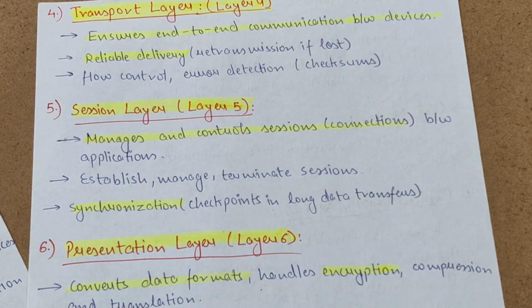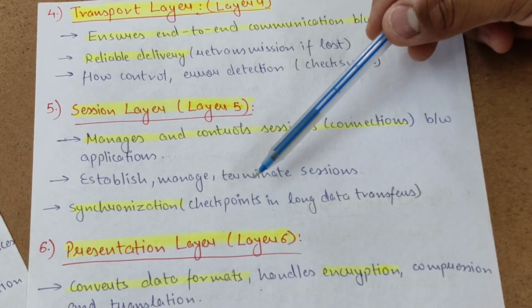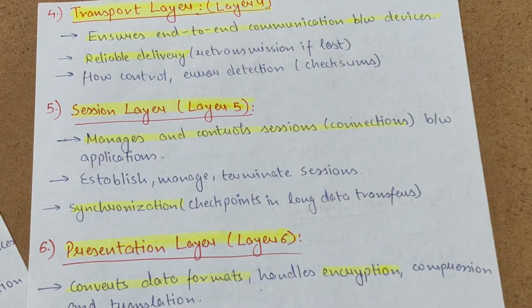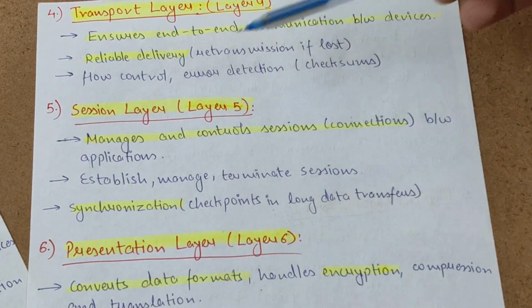But if you leave the website for 10-15 minutes, or if you go away from your device and come back, it shows connection timed out. So what does the session layer do here? It manages and controls sessions. That is, it establishes the sessions between the two devices, or terminates the sessions, and also manages the sessions between the two devices. And it also provides synchronization, which acts as checkpoints in long data transfers. This is the function of the session layer.